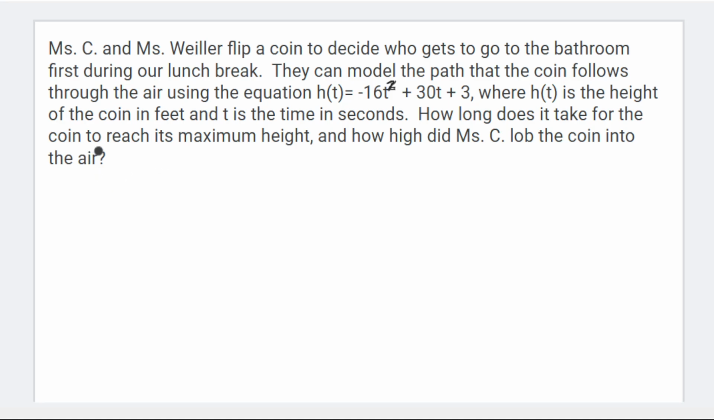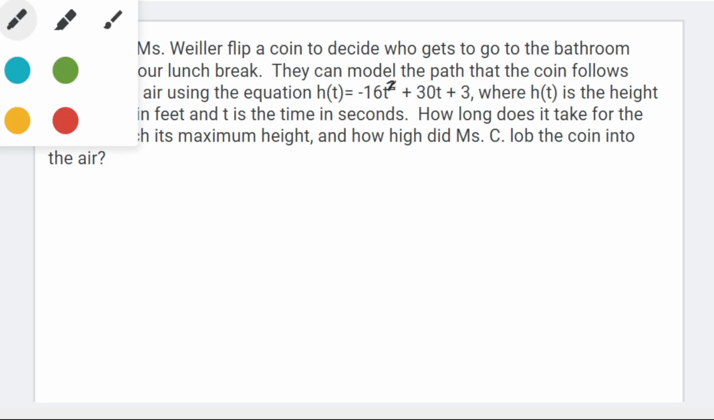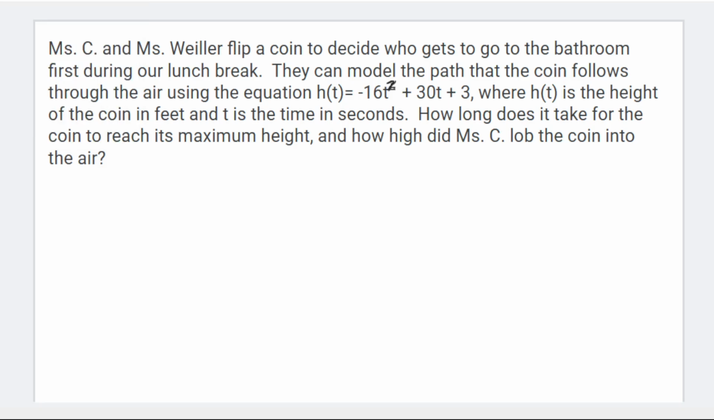All right, so how long does it take for the coin to reach its maximum height? I'm going to go ahead and use the formula I gave you on the last slide, the t equals negative b over 2a. All right, so our b value is our v naught, so 30. So I'm going to say negative 30 over 2 times my a value. In these vertical motion models, it's almost always negative 16 because we're talking about feet per second squared.